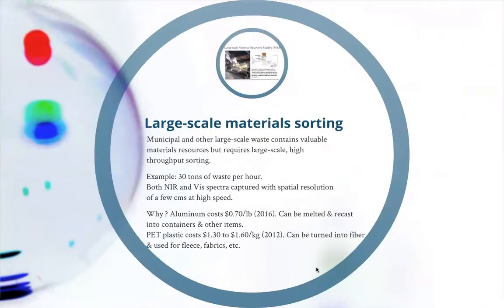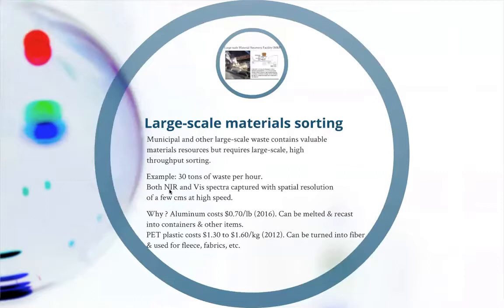Okay, so a few other things, of course, is that once the materials are sorted at a local facility, they go to a very large-scale material sorting facility, typically municipal. In Salt Lake, it's city scale. This is another large-scale waste stream, and it is important because it contains valuable material resources, but requires very fast, high-throughput sorting. Typical examples are 30 tons of waste per hour, so just ridiculously huge, as you can imagine.